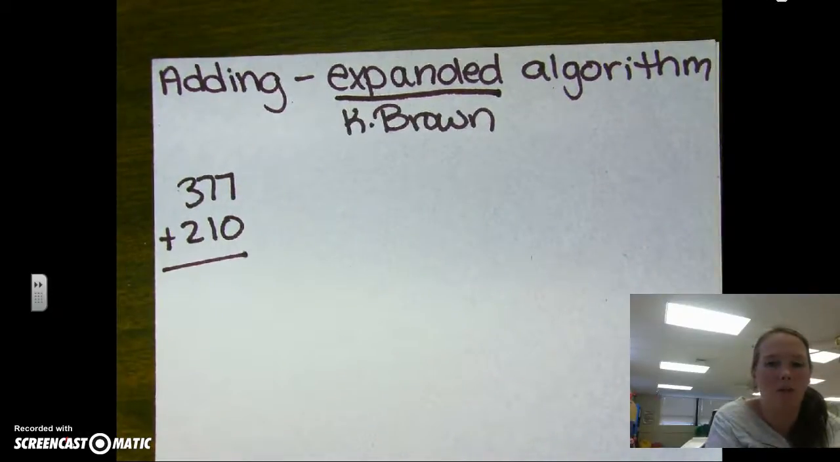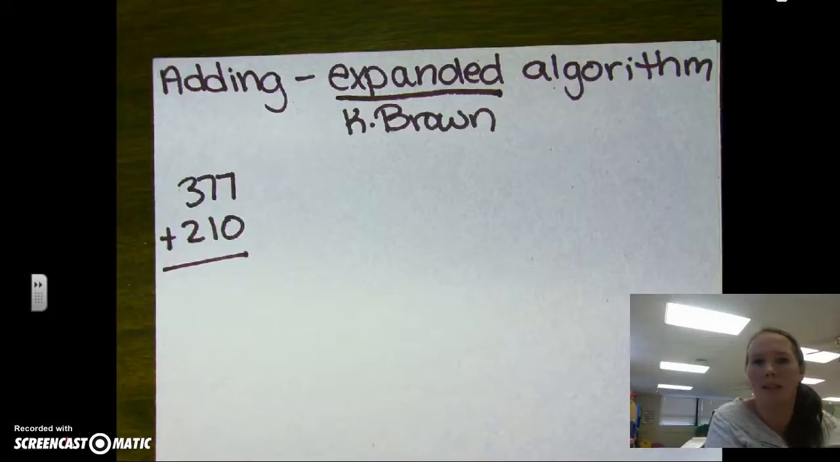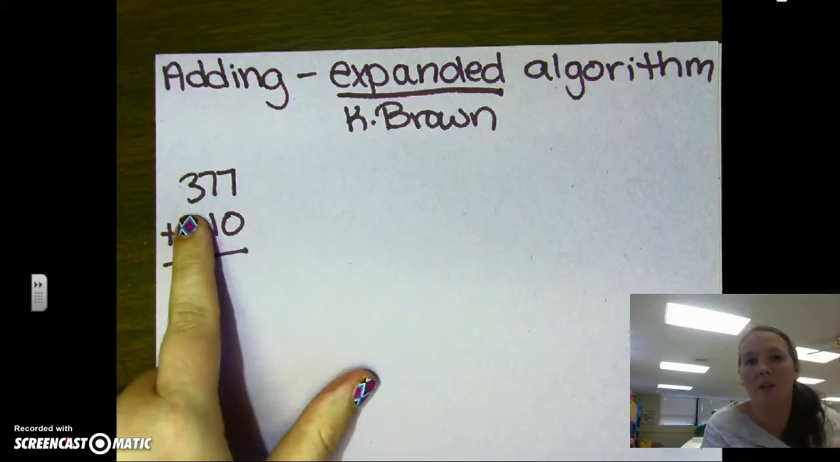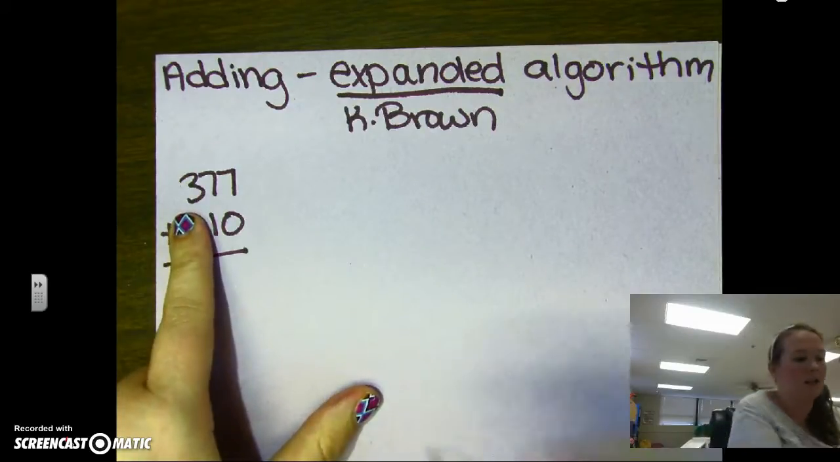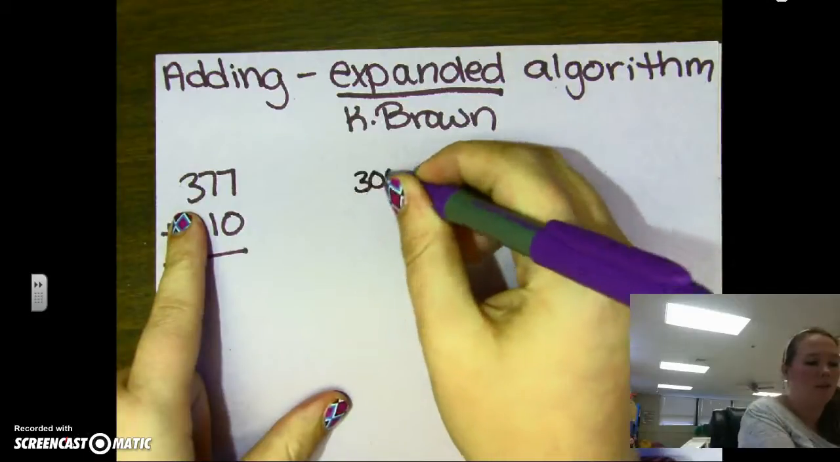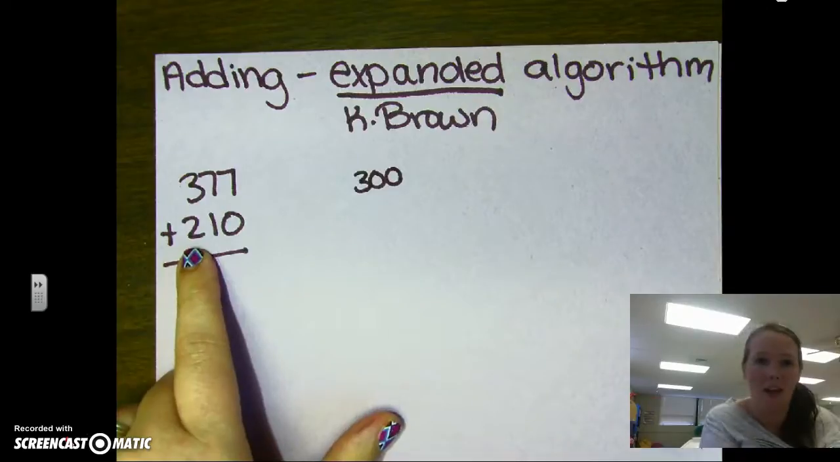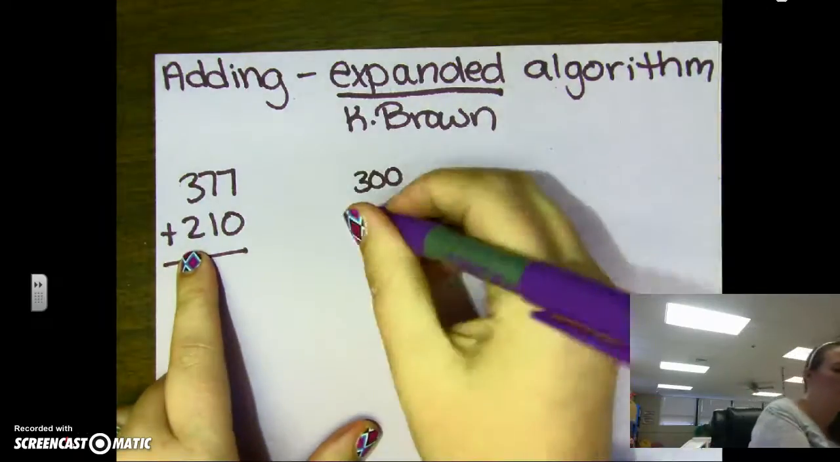So what we will do is we'll expand it into each place value. We're actually going to start with the hundreds place. So when I look at 377, I know that there's 3 in the hundreds place. That has a value of 300. When I look at the other number, I see a 2 in the hundreds place. That has a value of 200.